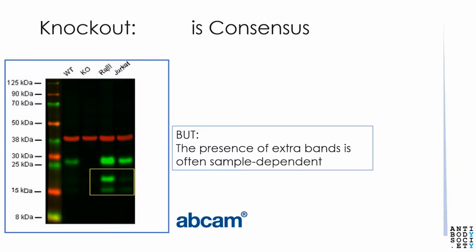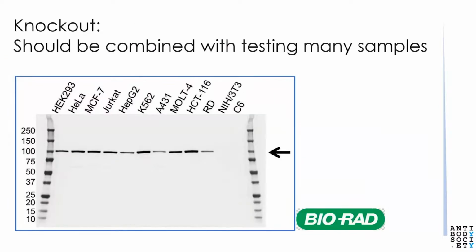So to test specificity, you need to know both on-target binding and off-target binding. And since off-target binding can often be sample dependent, the best way to assess it is to test the antibody for reactivity against a large number of different samples. This is what Bio-Rad did for this antibody, where they tested reactivity of the antibody against a large panel of cell lines. And as you can see here, in all the cell lines, there is a single predominant band. And this means that the antibody is monospecific consistently in all these cell types.